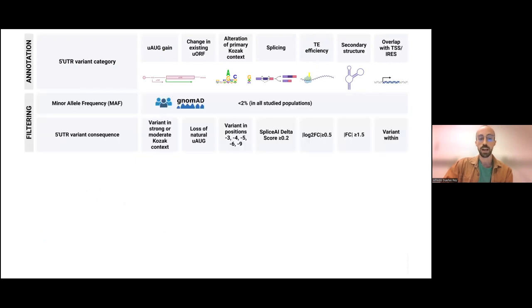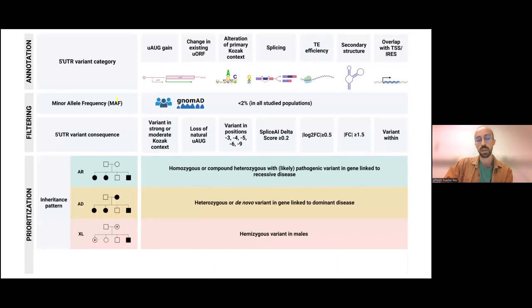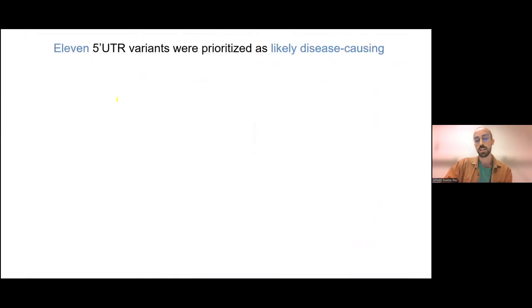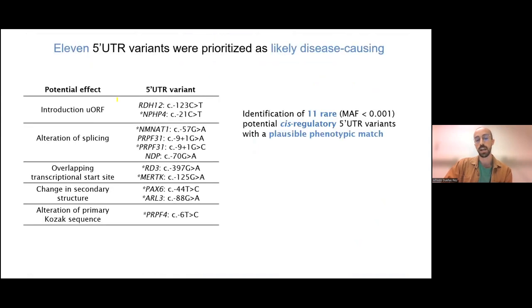So to continue this, we annotated these variants for 5' UTR relevant features like the introduction of upstream open reading frames or changes in translation efficiency based on ribosome profiling data. We filtered these variants based on population frequency, but also on the criteria that we established for each of these functional categories that we defined. Finally, we prioritized variants by combining all this information with family and phenotypic data. And after applying this strategy, we prioritized 11 variants, eight of which are novel.